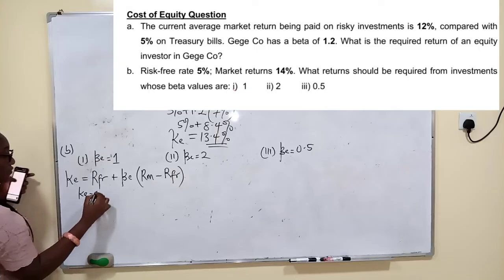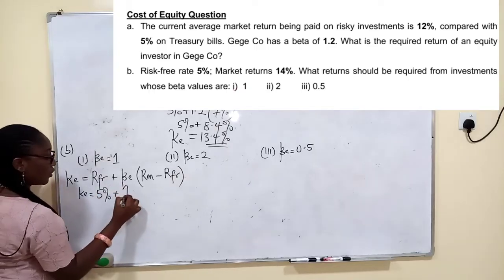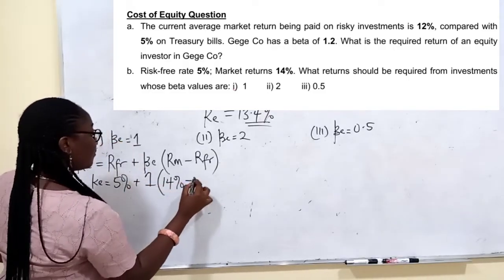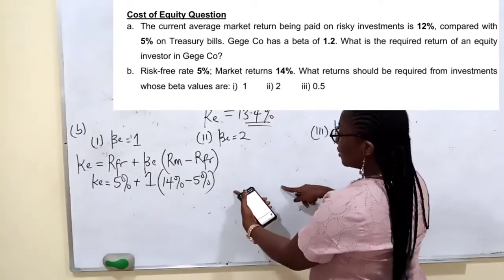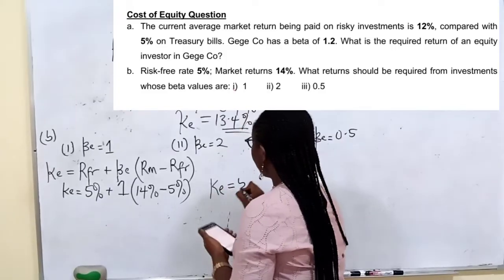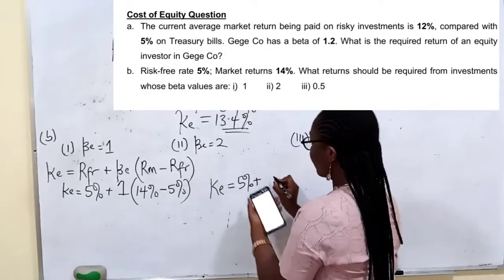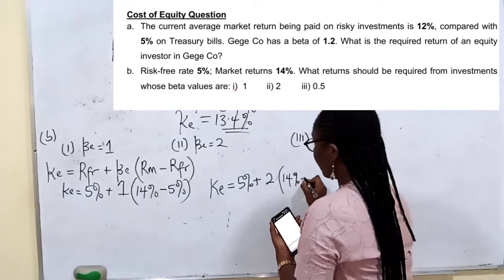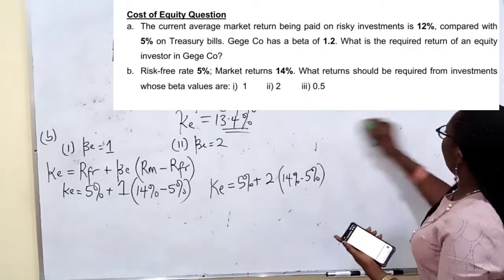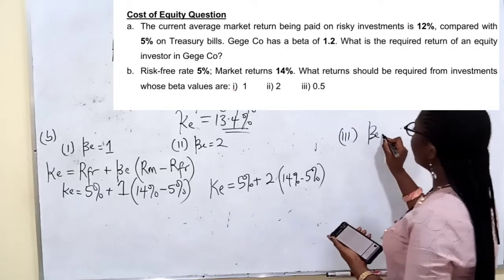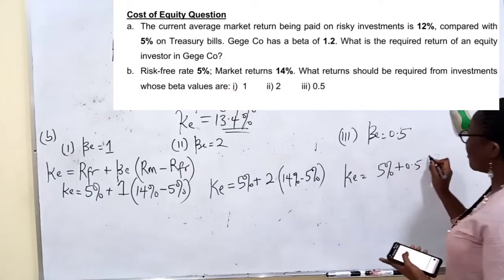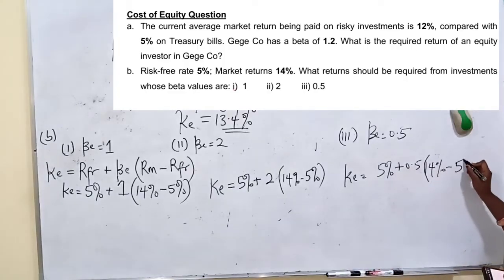So you have Ke is equal to risk-free rate given as 5% plus 1 into, they give you your market return as what? Check your question, they give it to you as 14% minus 5%. In this place, when it is 2, you have Ke equals 5% plus your risk here is 2 into 14% minus 5%. And under the third scenario, where the risk is equal to 0.5, the cost of equity will be equal to 5% plus 0.5 into 14% minus 5%.